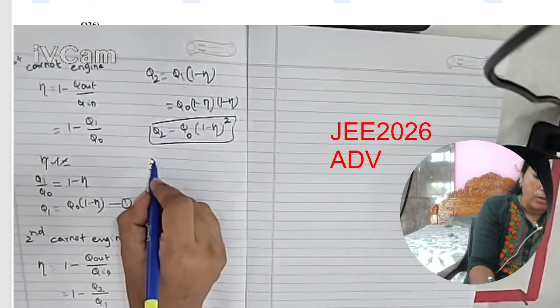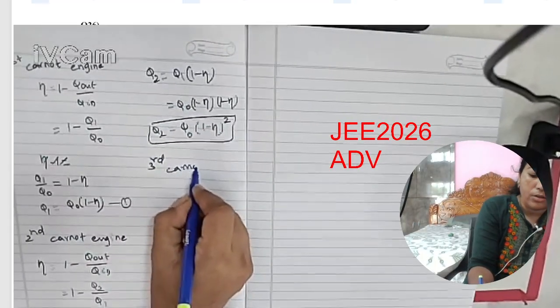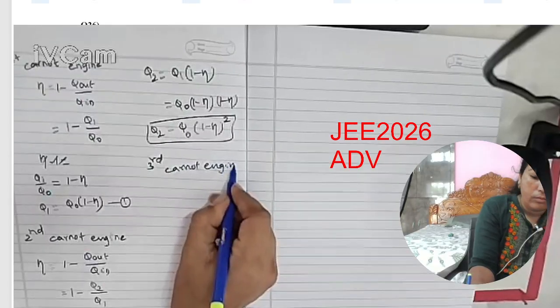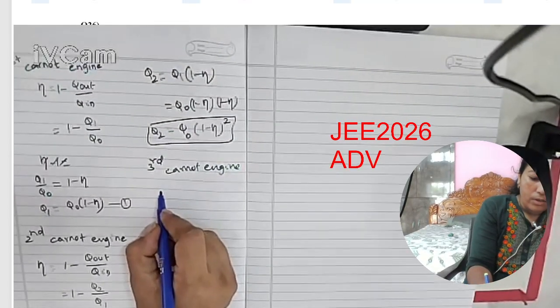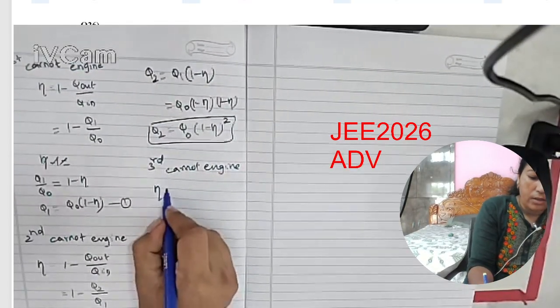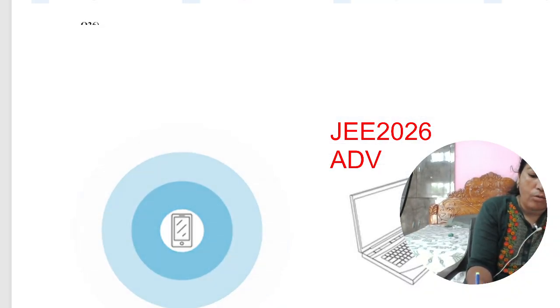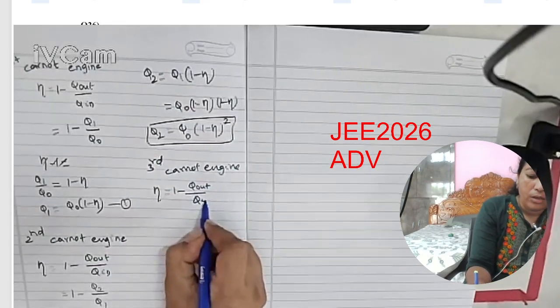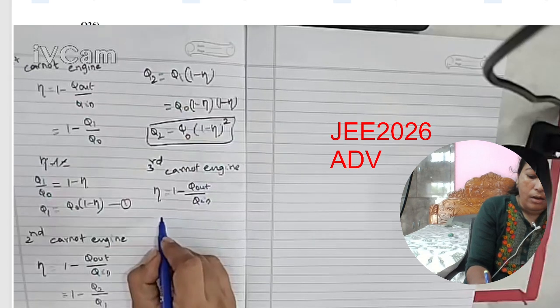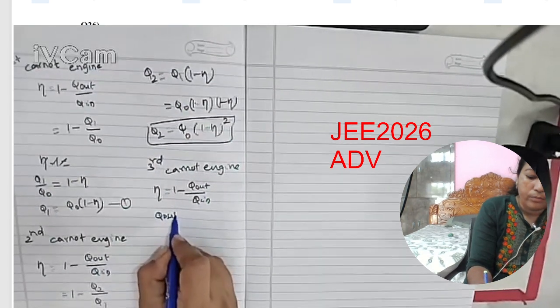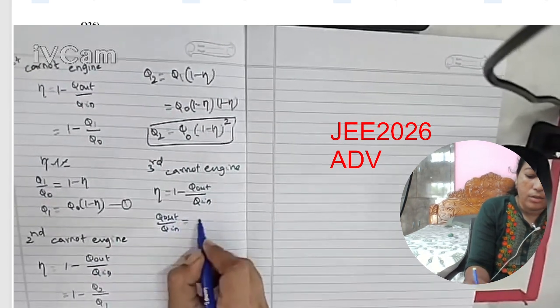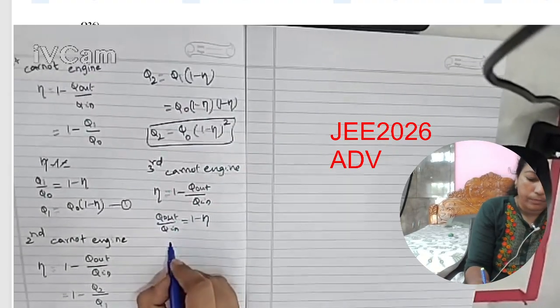For the third Carnot engine, what is the efficiency? Eta is equal to 1 minus Q out by Q in. For this, again Q out by Q in is equal to 1 minus eta.